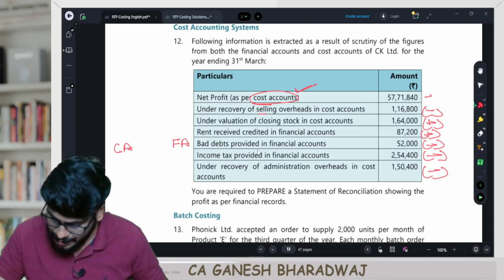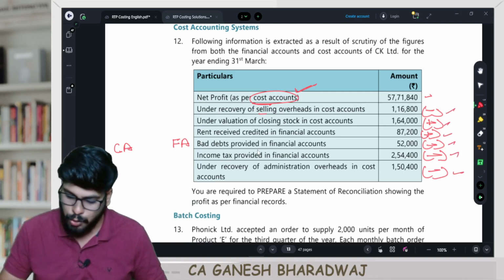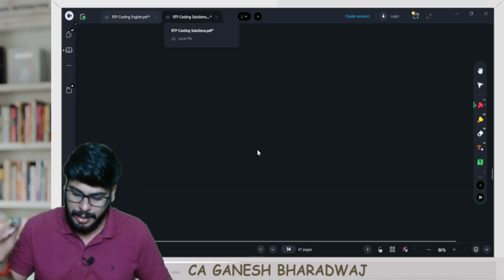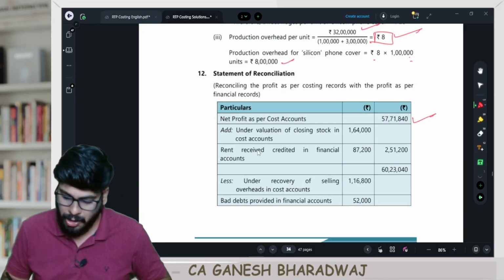And as simple as that. So there are 4 deletions and 2 additions, and that's about your reconciliation statement. Now look at this. Net profit as per cost accounts, right?